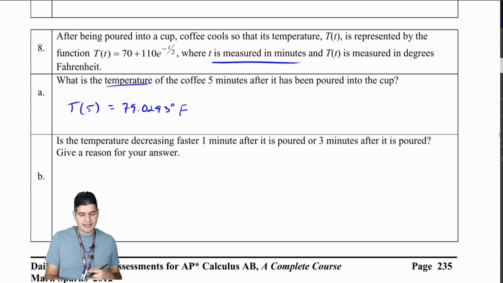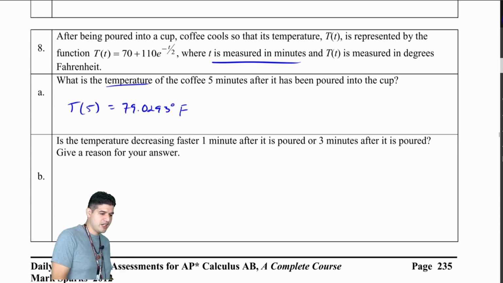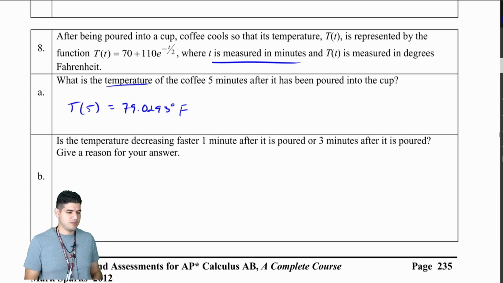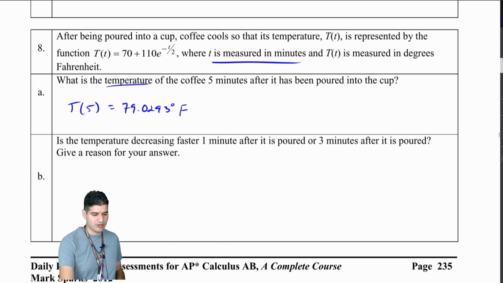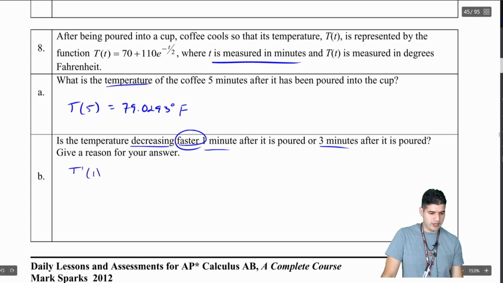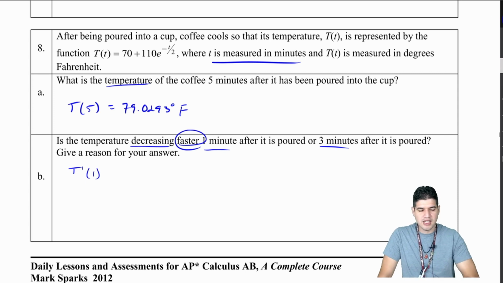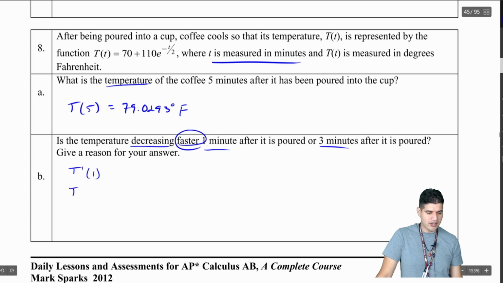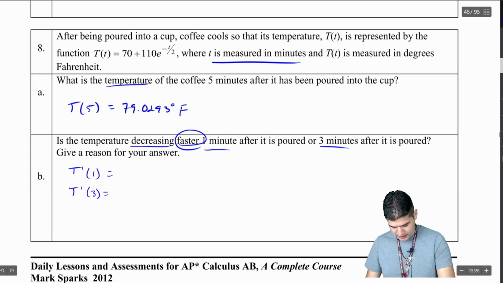Now we want to see, is the temperature decreasing faster 1 minute after it is poured or 3 minutes after it is poured? We want to give a reason for that answer, okay? So we want to say decreasing faster, okay? So which one is more? 1 minute and 3 minutes. So we need to find T prime of 1, and don't write F prime, right? Because there is no F. We're talking about T. So we need to find T prime of 1, and we need to find T prime of 3. So we're going to find both of those things here.